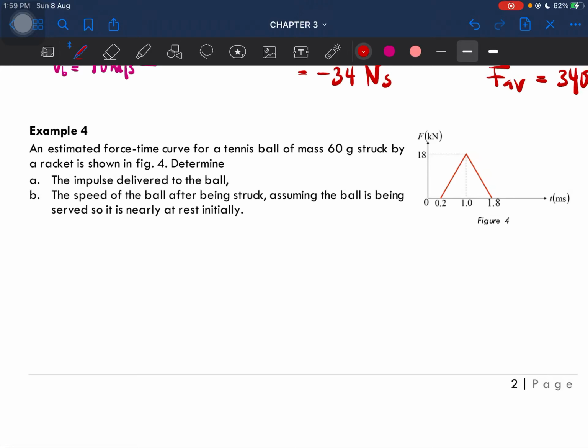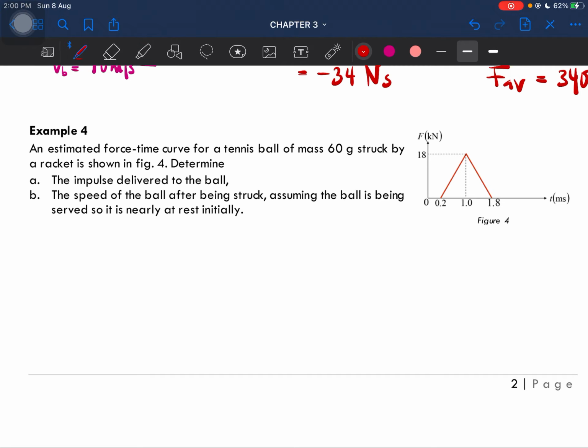Alright, example 4. An estimated force time curve for a tennis ball of mass 60 gram struck by a racket is shown in this figure here. Now we have to determine the impulse delivered to the ball, and the speed of the ball after being struck, assuming the ball is being served, so it is nearly at rest initially. Let's just look at that when answering question B.